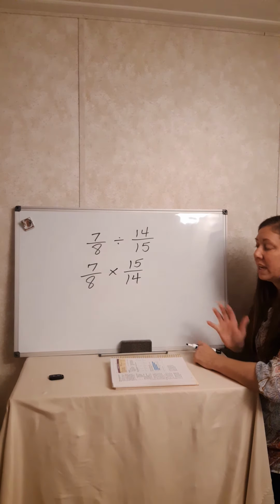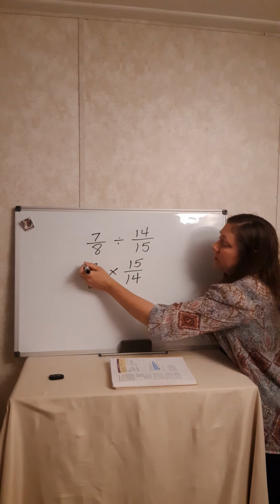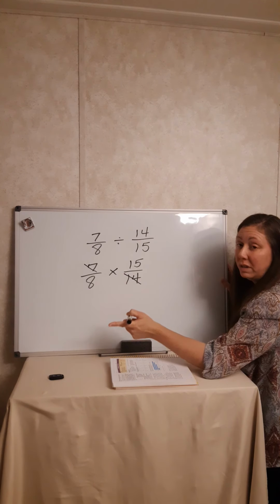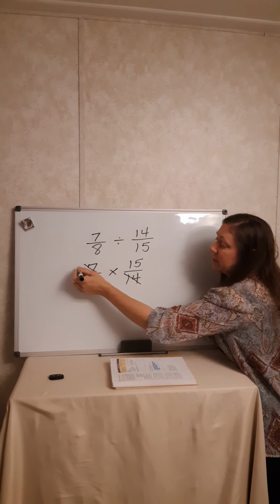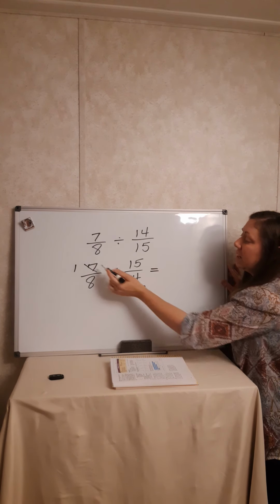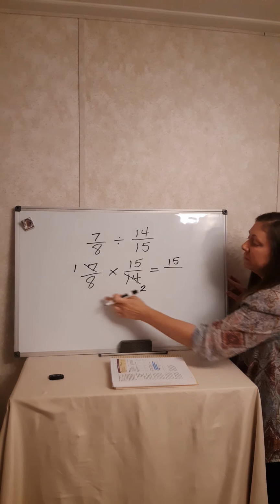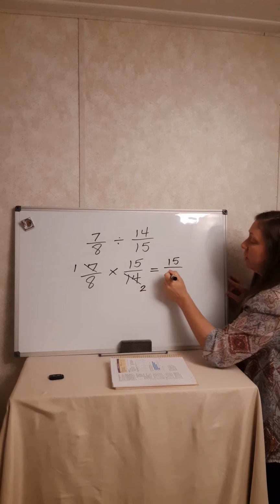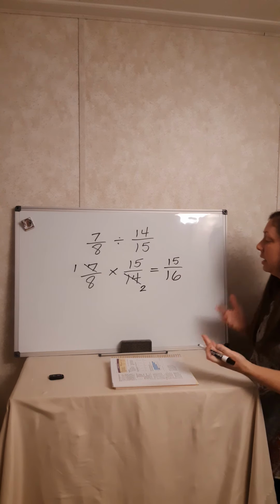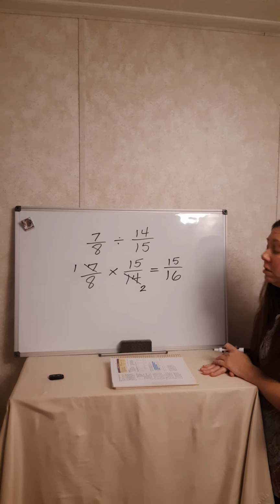Now this is just working out a multiplication problem that you guys already know how to do. So the 7 and the 14 can both be divided by 7. 7 divided by 7 is 1. 14 divided by 7 is 2. 1 times 15 is 15, of course. 8 times 2 is 16. And I am not able to reduce that fraction. So my answer is 15/16.